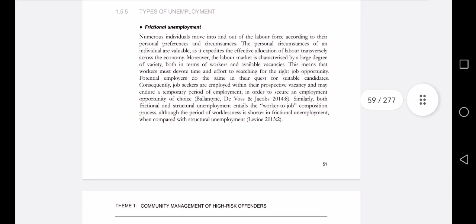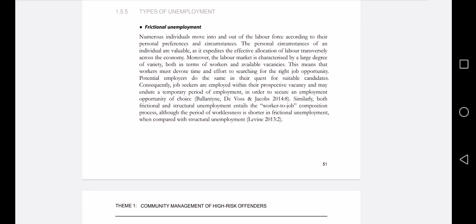Types of unemployment. Frictional unemployment. Numerous individuals move into or out of the labor force according to their personal preference and circumstances. The personal circumstances of an individual are valuable as they expedite the effective allocation of labor across the economy.